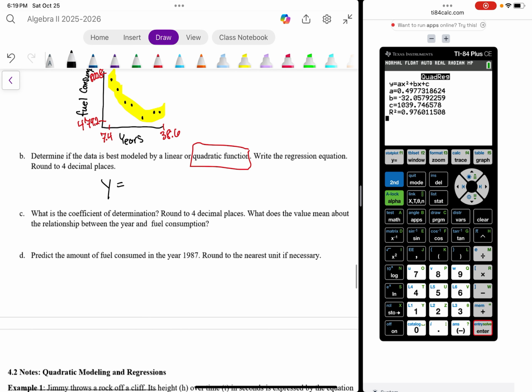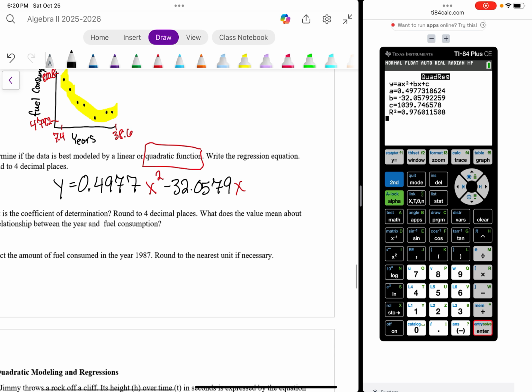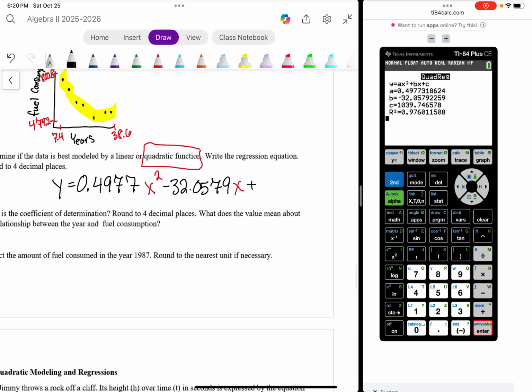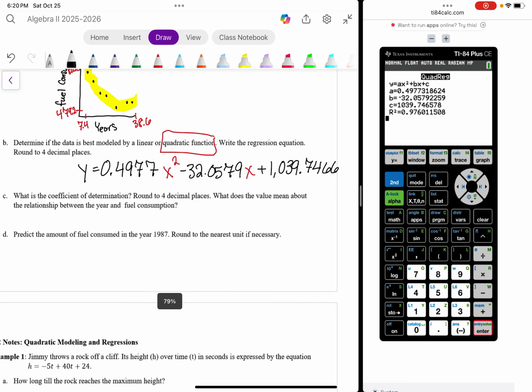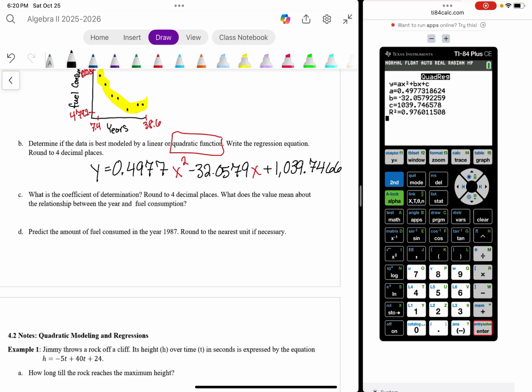So we'll start with y equals 0.4977. Don't forget your x squared. And then our b value is negative. So I'm going to put minus 32.0579x. Don't forget your x as well. And then my c value is positive, so I'll put plus 1,039.7466. And that's our equation.